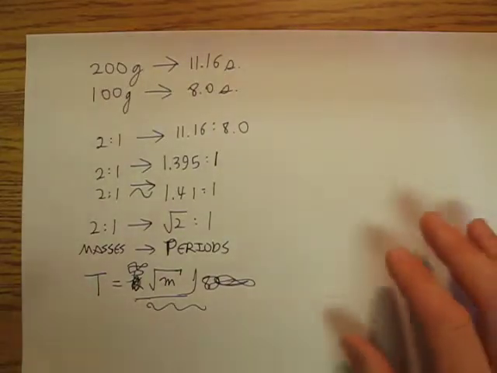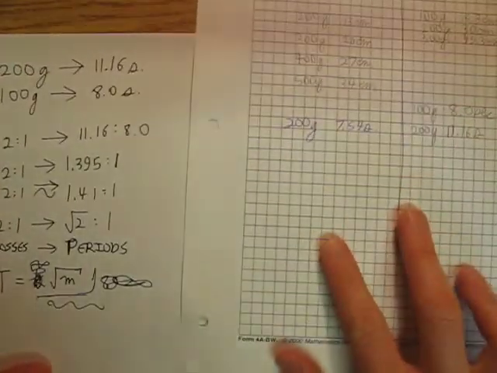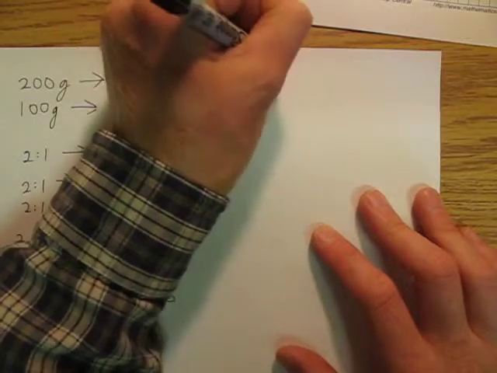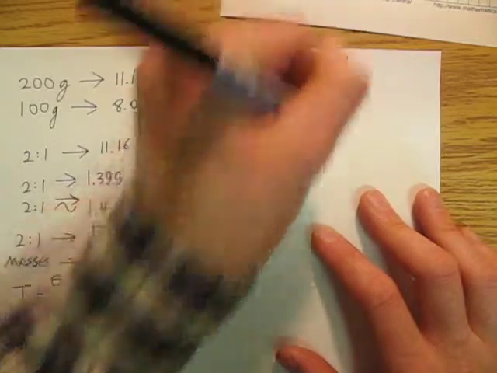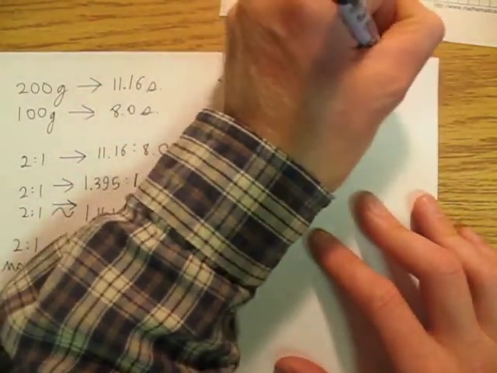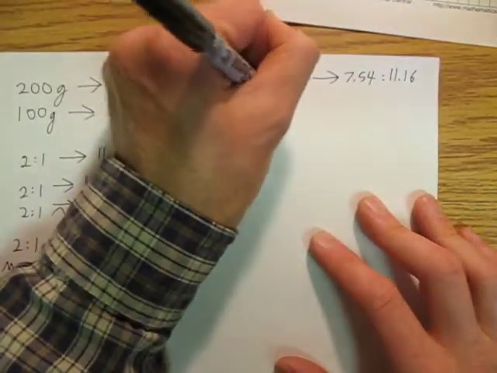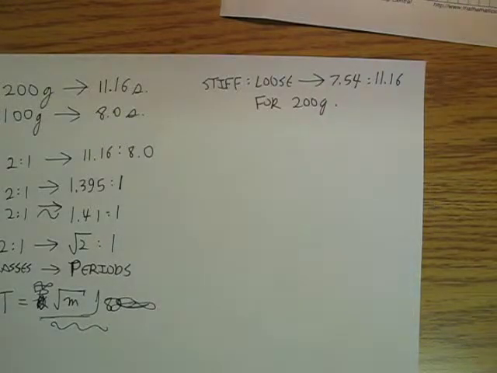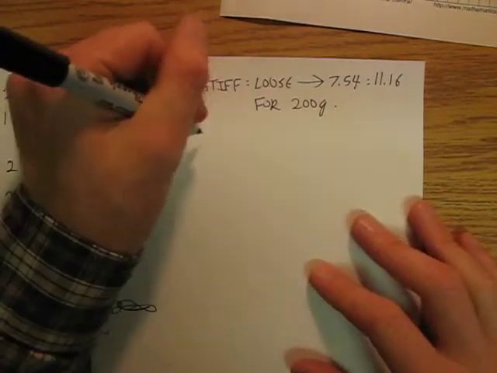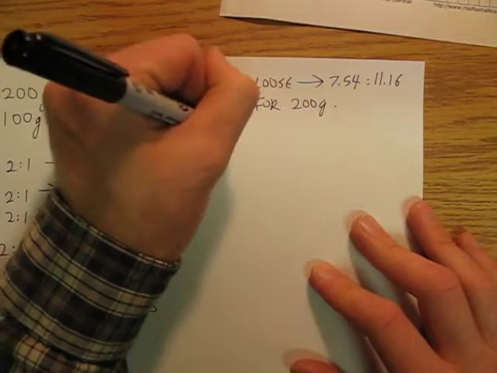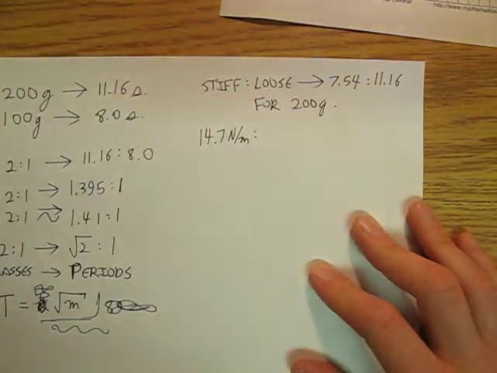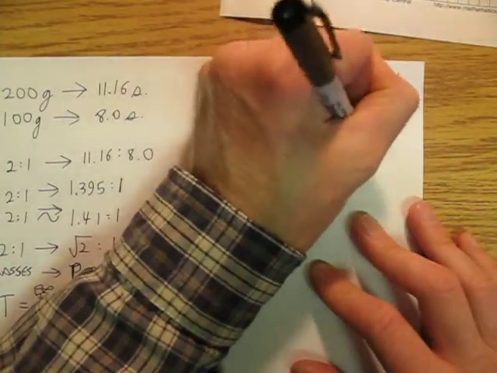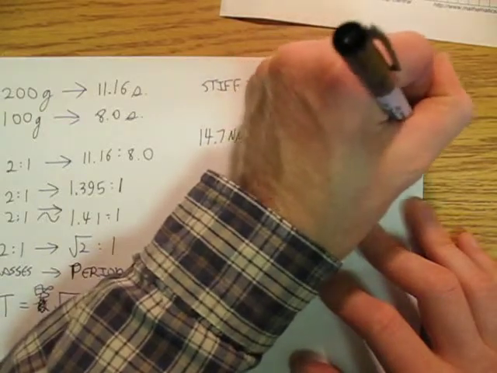Okay, then I went back and I said the stiff spring was 7.54 seconds. So I'm going to say stiff to loose, the times were 7.54 to 11.16 for 200 grams. Well, what do we mean by stiff and loose? We now have numbers that we can apply. We said our stiff was 14.7 newtons per meter, and my loose was 6.5 newtons per meter. And then we have 7.54 seconds to 11.16 seconds.